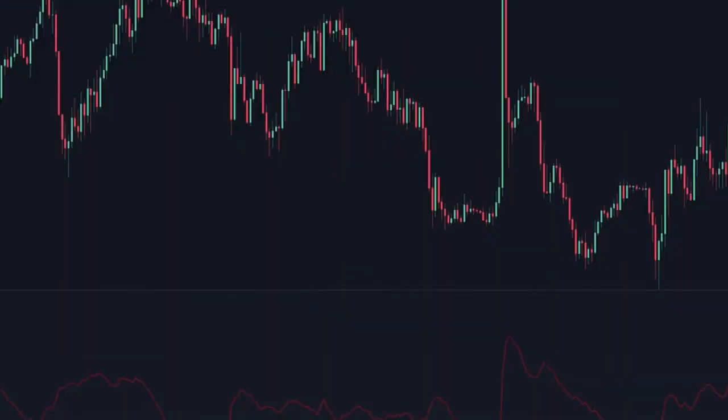So I just revealed the best strategies that you can use with the ATR indicator.